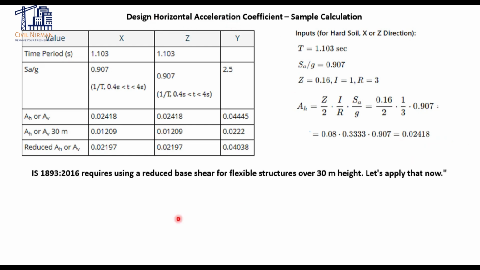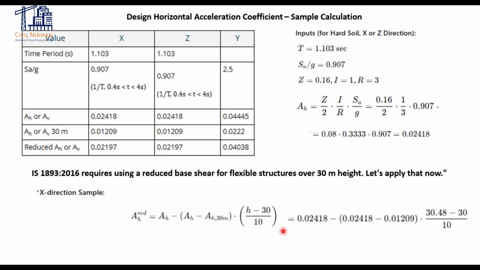Okay, so this is horizontal acceleration coefficient 2018. The code requires a reduced base shear for the flexible structures over 30-meter height. So let's apply that now. Let's say for the X direction I am considering, so I'll consider the reduced AH value based on this equation, and I'll put the values over here. I have already calculated AH. You just have to put your values over here for the reduced consideration, and here you go, 0.02197. So this is your reduced AH or AV value.